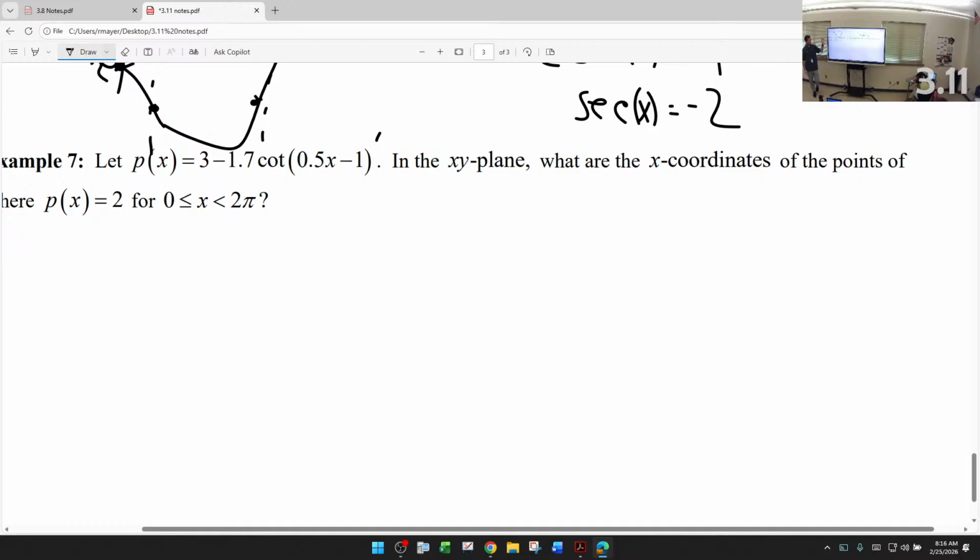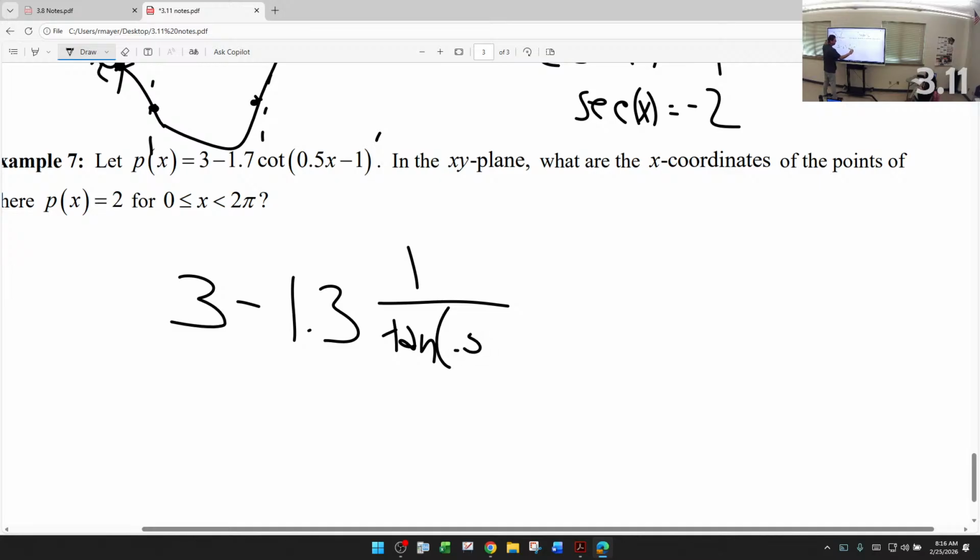So I recommend Desmos. If not, then you're going to have to do sines and cosines or flip tangents. So this particular one, if you're going to use your TI for this, you're going to use a 3, because 3 is a constant. And you got minus 1.3, and then you're going to do 1 over tangent of 0.5x minus 1, because that's cotangent. Or you can do cosine of 0.5x minus 1 over sine of 0.5x minus 1. Desmos will do cotangent.